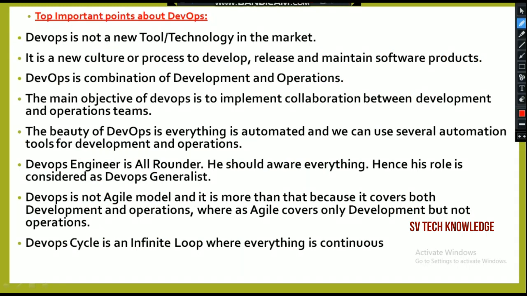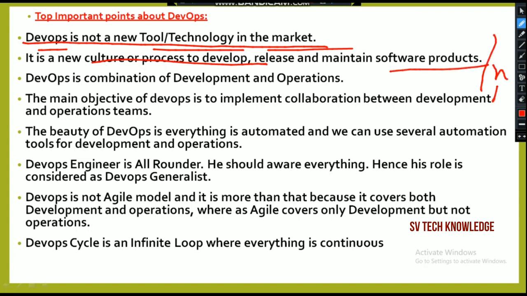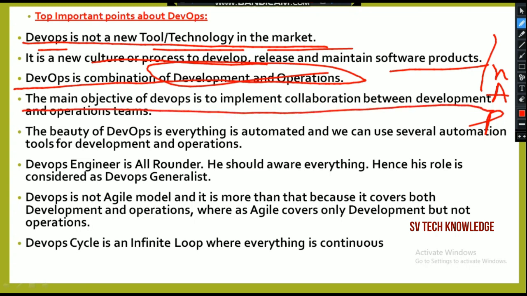Important points to remember from this class. DevOps is not a tool. Once again, I am saying DevOps is not a tool or technology. It is a culture or process to develop, release and maintain software products, websites, apps or projects. Yes, DevOps is a combination of development and operations teams. The main objective of the DevOps team is to implement collaboration between the development team and the operations team. We know what the development team is and what the operations team is.